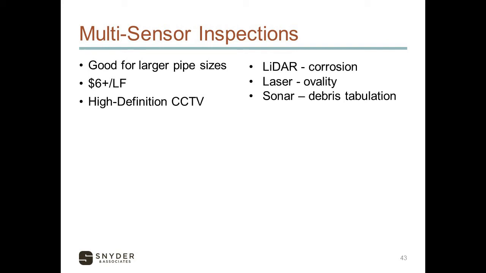This laser is getting a visual of the ovality, just projecting out a red line to understand if we're getting any squishing or inconsistent pipe shape as we run down through the inspected asset. And then sonar, trying to get a debris tabulation below the water line to know how much sediment has to be removed from the sewer.